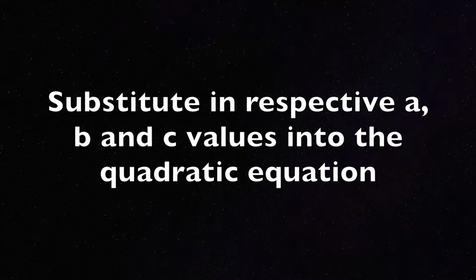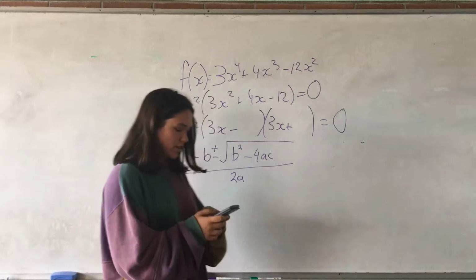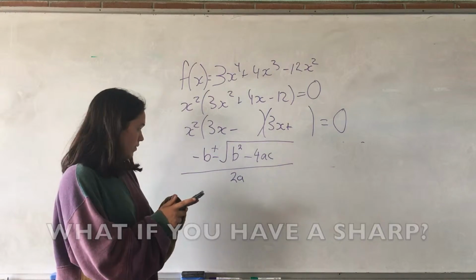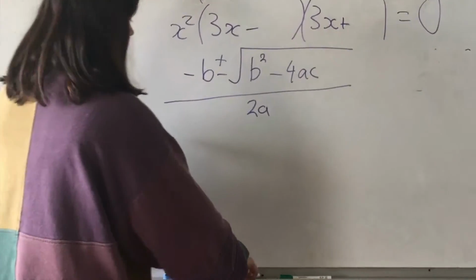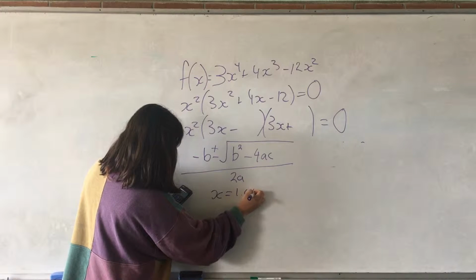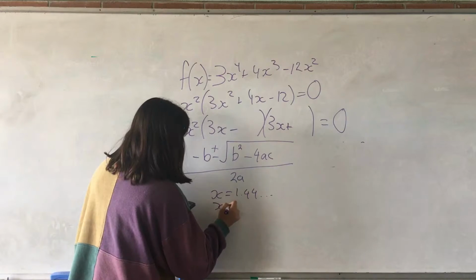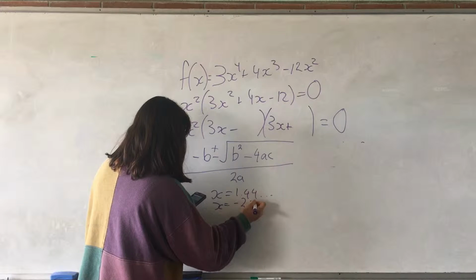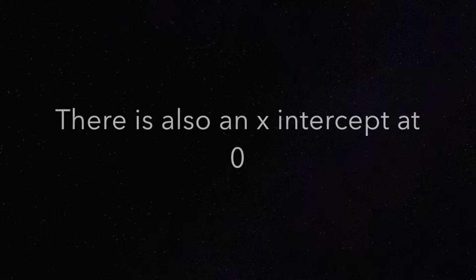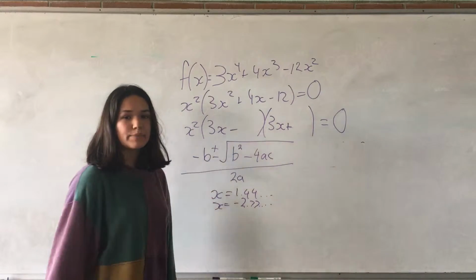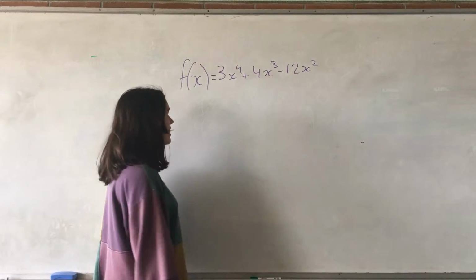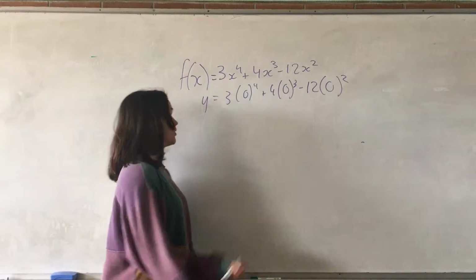Quadratic formula. Get out your Casio and solve that. Well then, oh. So x could equal 1.44... negative 2.77... X-intercepts. Y-intercepts make x equal 0. It's 0.